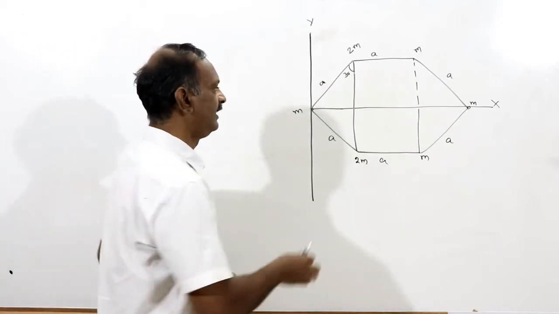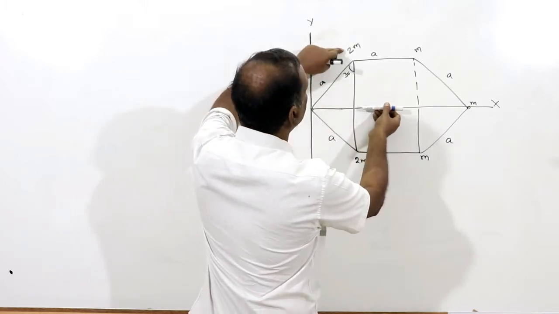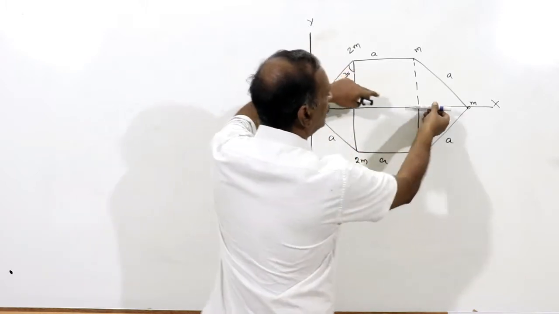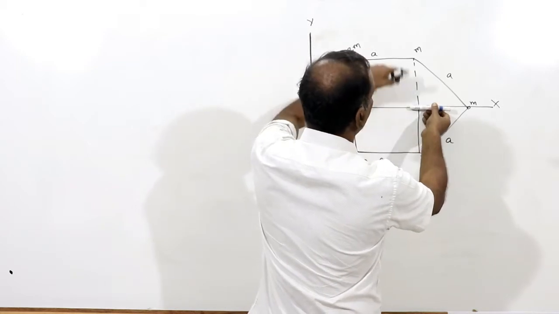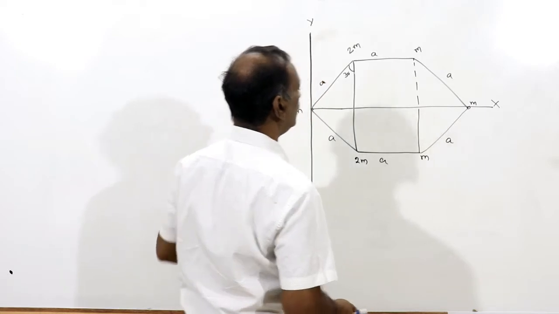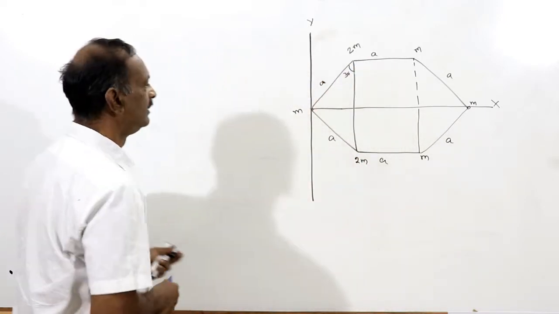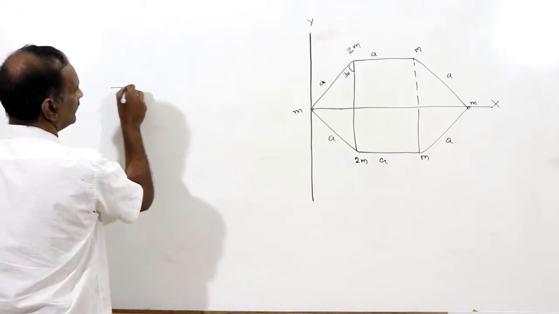Since above this x-axis, the same distance, 2m is located, and above this x-axis, m and m is located, we don't need the symmetry here. It means about the x-axis, this figure is symmetric. So using symmetry, we can convert it like this.